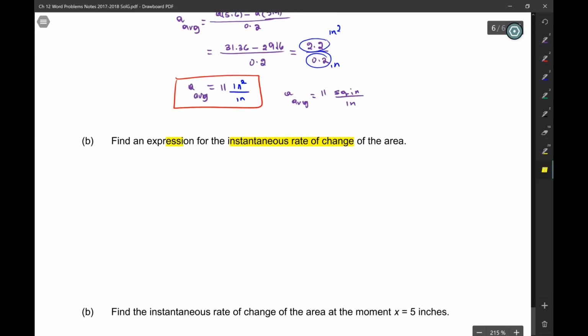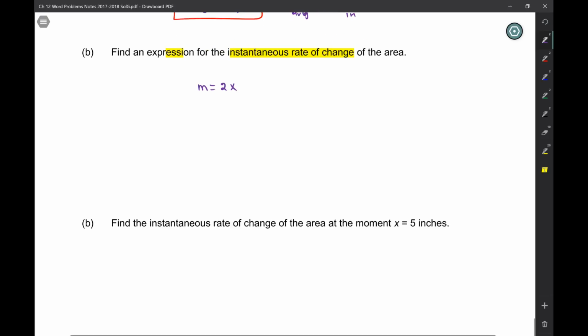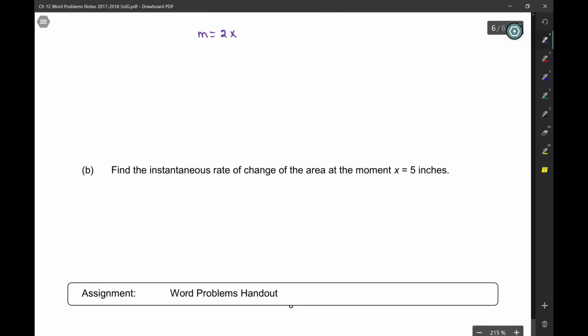M here? 2x. So A of x is the area. And so what is the instantaneous rate of change of the area at the moment x is 5 inches? Inches squared per inch. Yes.